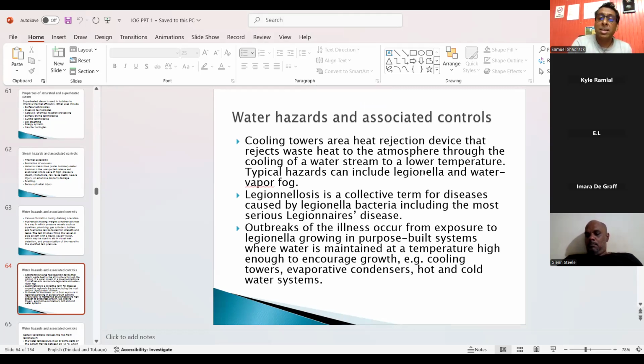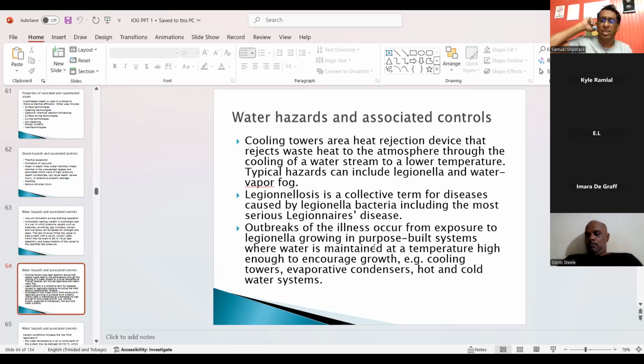So typical hazards can include Legionella and water vapor fog. This is actually caused by bacteria. Legionellosis is a collective term of diseases caused by the Legionella bacteria, including the most serious, Legionnaires' disease. Outbreak of the illness occurs from exposure to the Legionella growing in purpose-built systems where water is maintained at a temperature high enough to encourage growth.